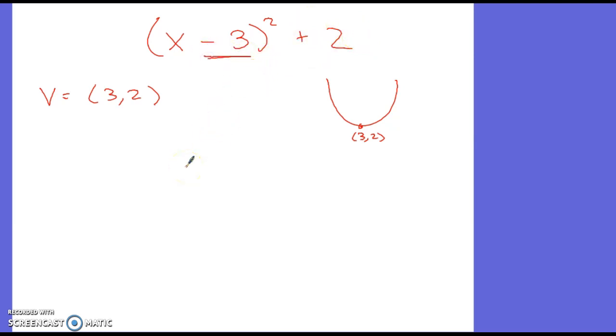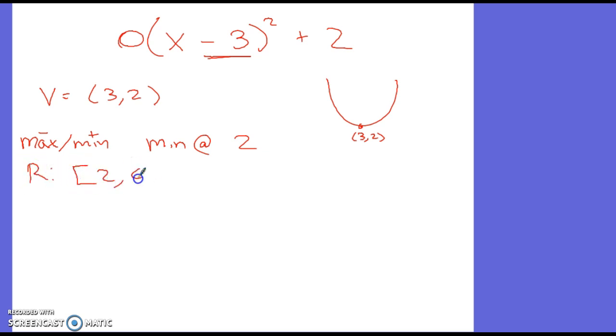Once you know your vertex, then you can answer things like where the max or min is. There's always going to be a max if it's negative, and there will be a min if it's positive. And I'm talking about the sign that's in front of here. So this is positive, so I would have a minimum value at 2. That's the height of it, which also relates to range. So if I was going to do the range, I would say from 2 to infinity. Domain is always all real numbers.